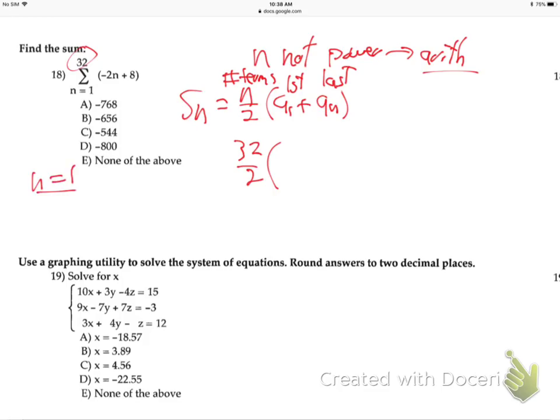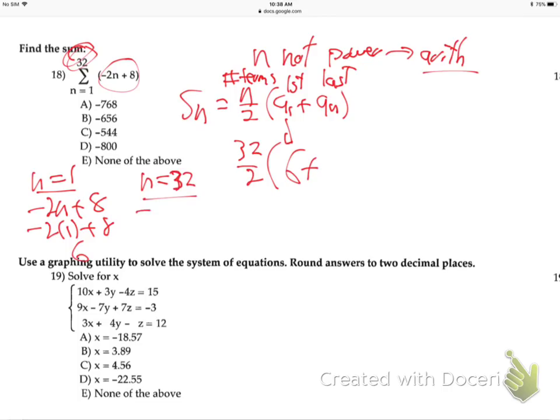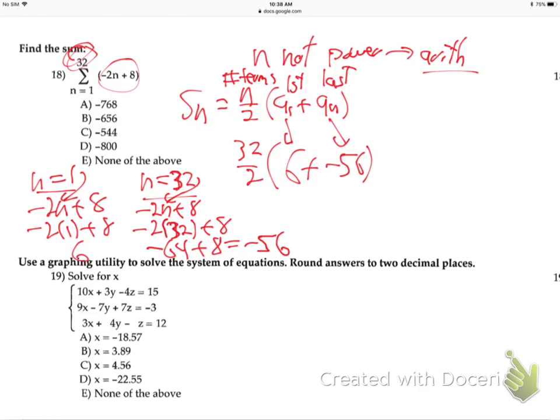That's right. Plug in 1, take this formula, minus 2n plus 8, plug in 1, 6. First term is 6. How do you find the last term? How do I find it? What do I do? Use the A sub n term. Plug in 32 for that, because 32 is the last term, right? So minus 64 plus 8, is that minus 56? Yeah, so minus 56. So this is 16 minus 50 is like minus 800, I think. Yeah, negative 800. D it is.